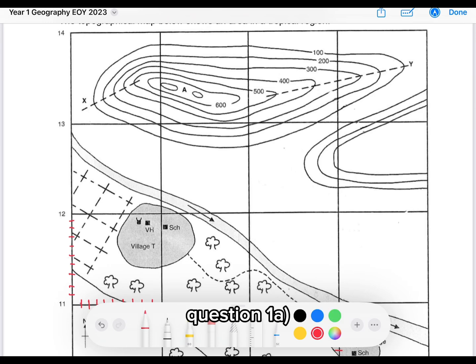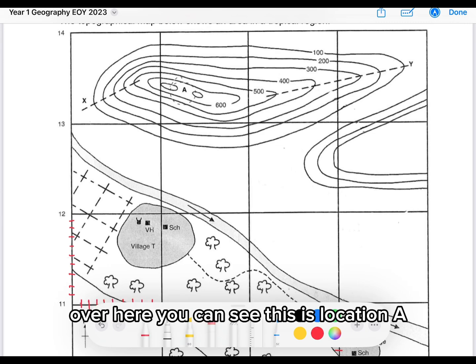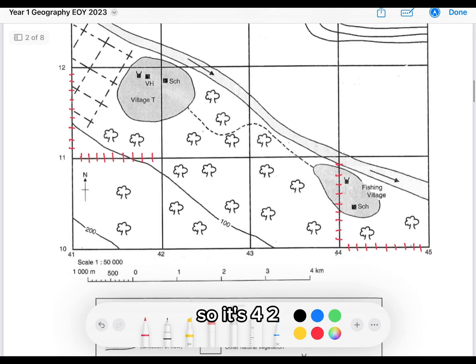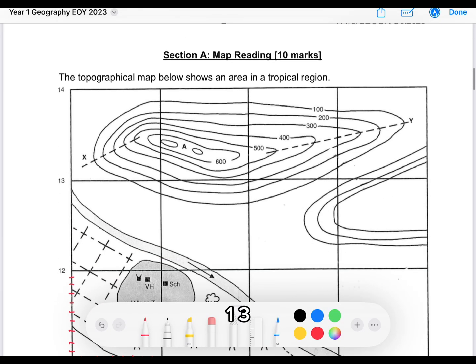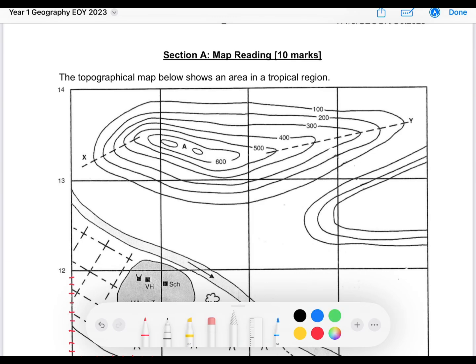Today we are going to take a look at the Year 1 Geography End of Year Exam Paper 2023. Question 1a. State the four-figure grid reference of location A. Over here you can see this is location A, and the four-figure is quite easy, right? You read downwards, so it's 4213. So the four-figure grid reference is 4213.